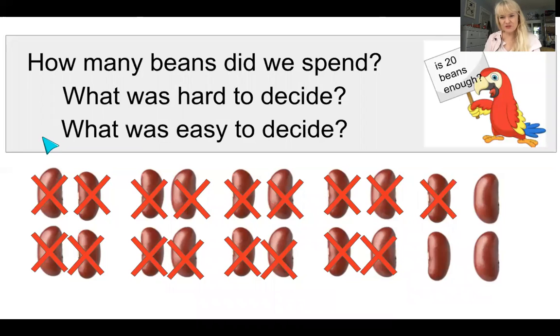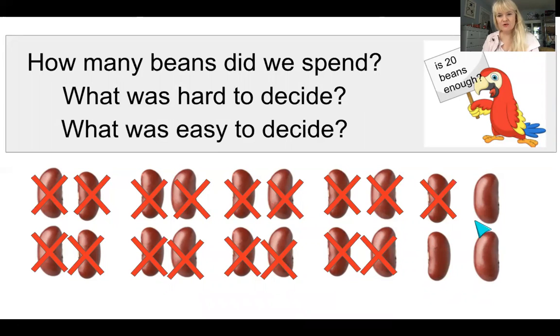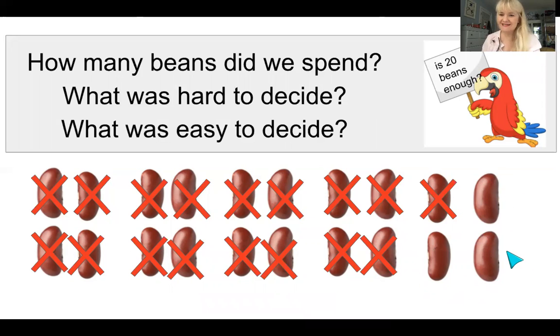Well, after we went through all of those slides, if you make the same choices that I did on those slides, we spent all except 3 beans. So if we start with 20 beans, and we have 3 left over, that means we spent 17 beans and we have 3 left over. So later on, we can talk about what you can do with leftover beans when you have extras. You can decide to spend them or you might decide to save them.